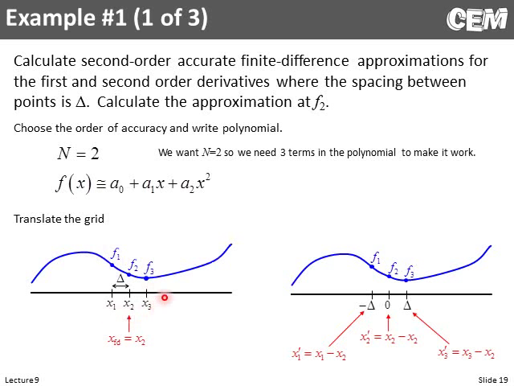Here's our original coordinate system. For best accuracy, we want to calculate our finite difference right at the center point. So what we want to do is translate our coordinates to place 0 right at x2. Over here now is our translated coordinates. Now we have 0 over at x2. The first point then is simply minus delta, where delta is the spacing. The third point is at positive delta. So it's a simplified grid in a way, but the most important thing is that it's centered where we want to calculate our finite difference.